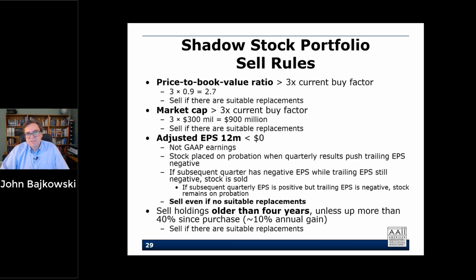The other rule that we've done, and this rule has kind of come on and off our rules over the years, is if a shadow stock has been held for 4 years and it's not up much anymore, if it's less than a 10% gain, we're going to sell it if there's a suitable replacement. We want some turnover, some fresh life. So the key here is that you want your winners to run on both price to book and also market cap. But if there's something negative when it comes to earnings, go ahead and sell it. And also, if there are better replacements available for you, go ahead and sell it.